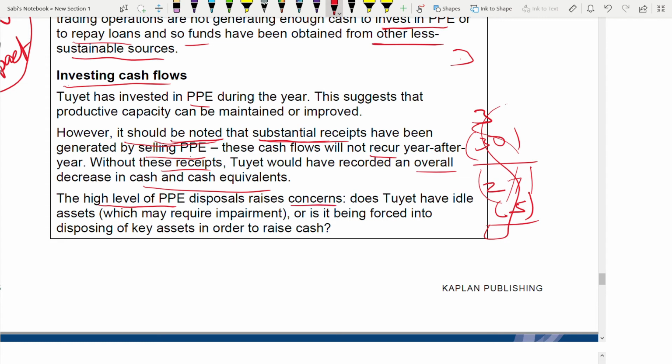It's not a good thing. Why? What are the concerns? Concerns means what are the questions? Whether the assets are idle assets, which might require impairment, that's why you're selling it, or is it being forced that you have to sell it in order to raise cash? Because if you're selling property, plant, and equipment to raise cash, it means your business is not in good financial condition. Okay.